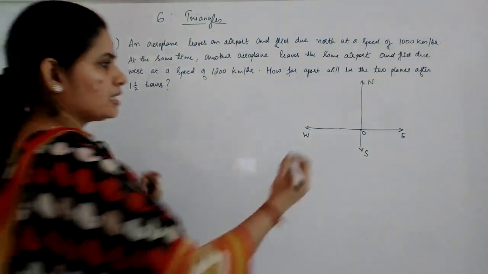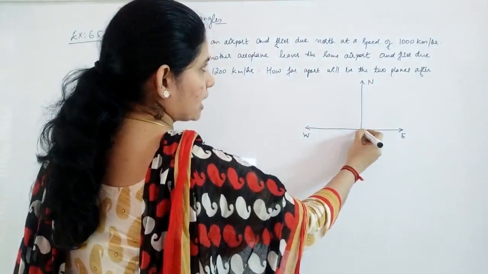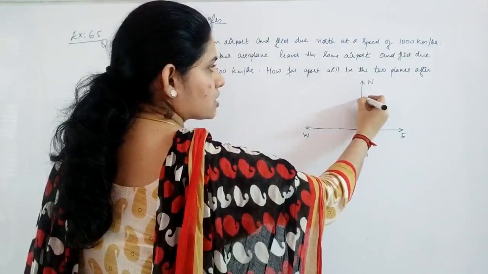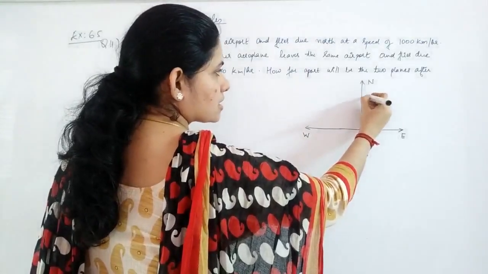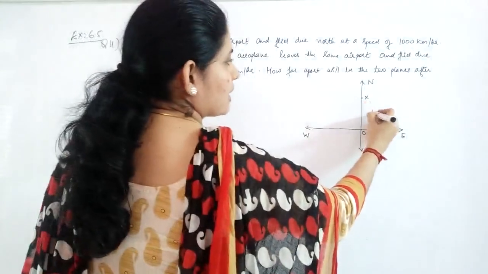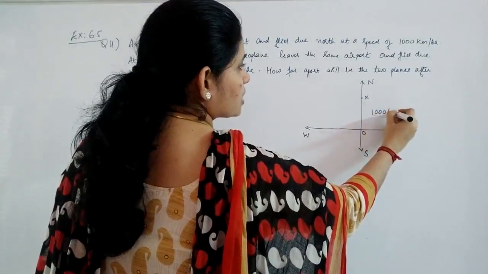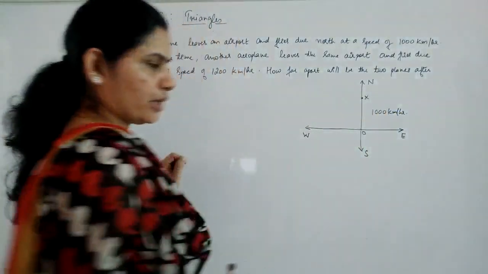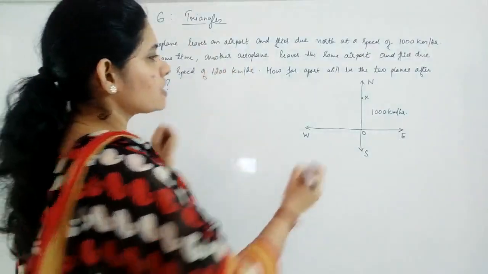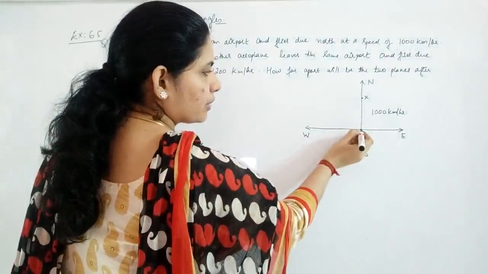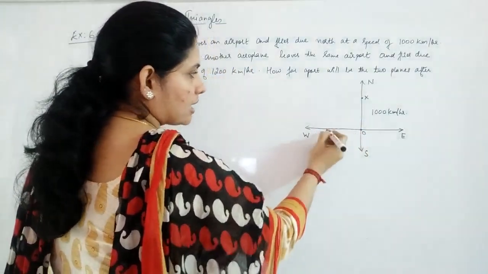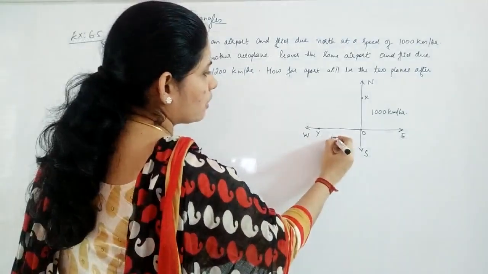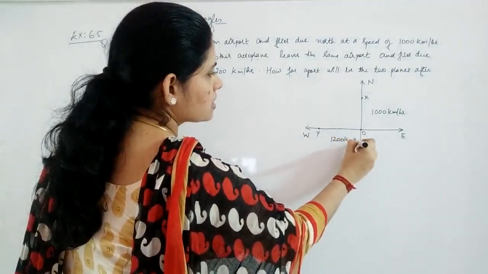So suppose the planes are starting from this point O, so that the first plane is traveling in the north direction. Suppose it has reached this point, let us take this as X, and it has been traveling at a speed of 1000 km per hour. After 1.5 hours, suppose this plane reaches the point. And the other plane, starting from the same point and traveling in the west direction, suppose it is reaching this point taken as Y, and at a speed of 1200 km per hour it is traveling.